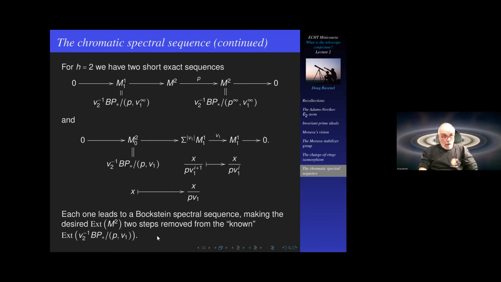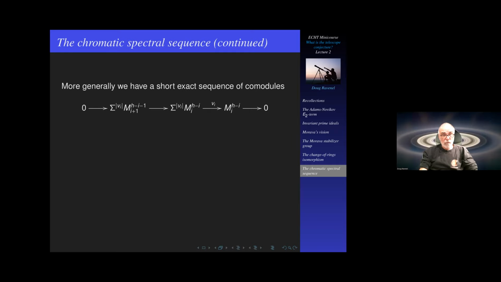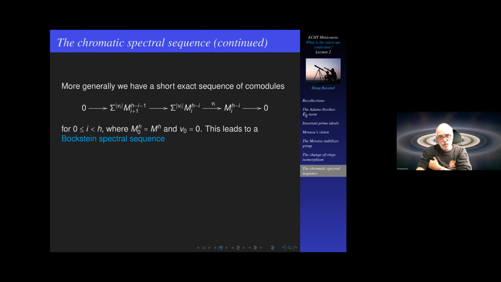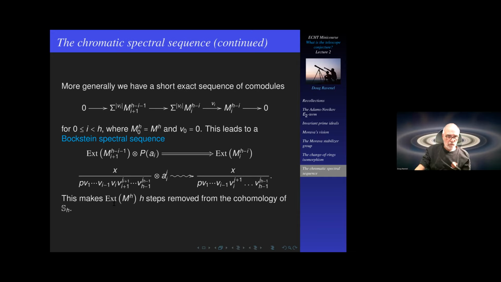Now, more generally, when we go to height h, there's going to be h of these short exact sequences. And that means each one of them leads to a Bockstein spectral sequence. And this makes the Ext group that we need h steps removed from the cohomology of the stabilizer group S sub h. So this is how the chromatic spectral sequence works.